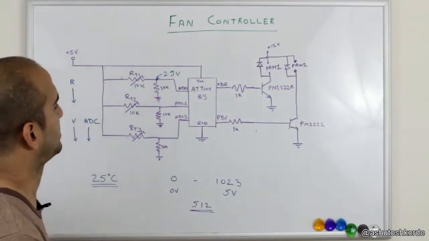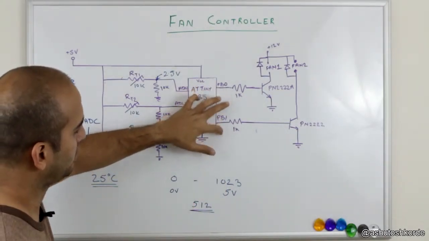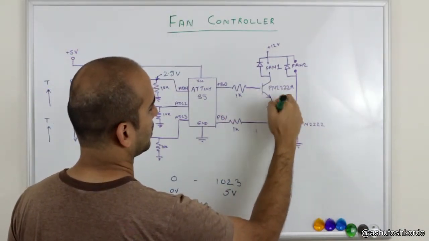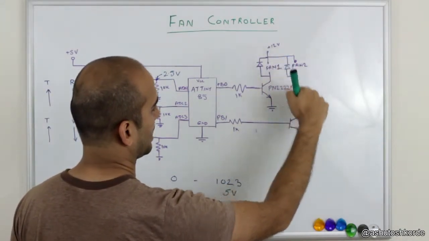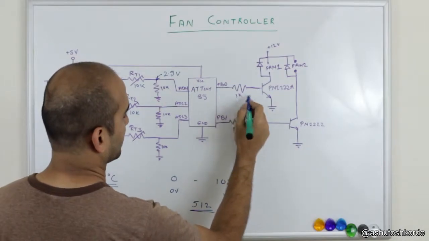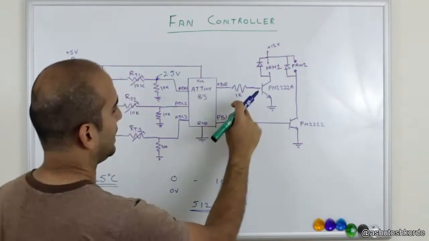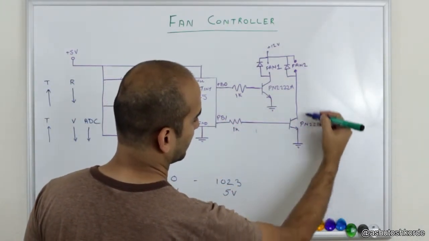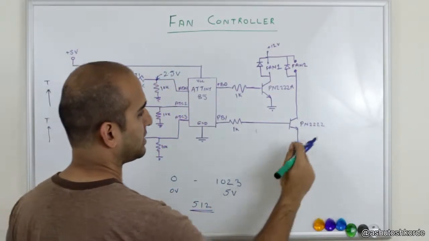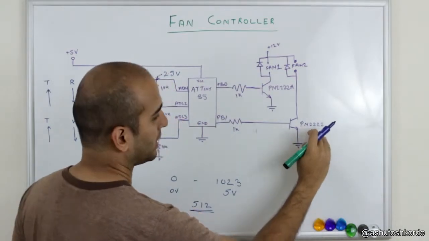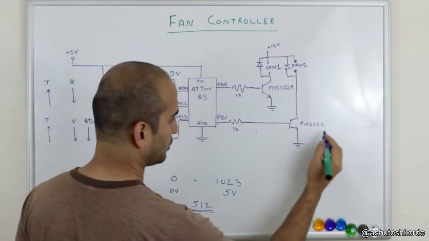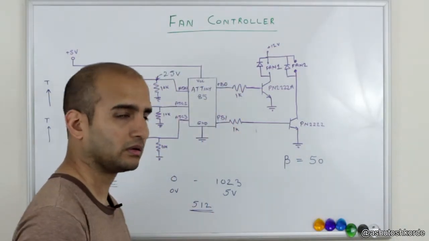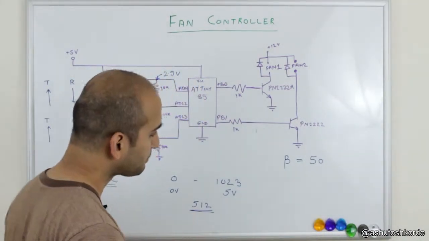Once the ATtiny decides at what temperature which fan to turn on, we would effectively turn on this transistor and turn on the appropriate fans. Now mind you that I have a current limiting resistor in here. This value of 1K would limit the current that would flow through the transistor. And the way we would calculate that is, from the data sheet we know that the PN222 transistor has a beta of at least 50, and this can go as high as up to 150.